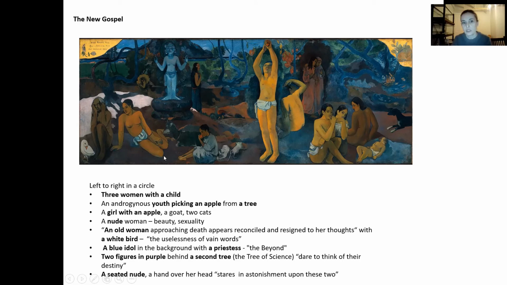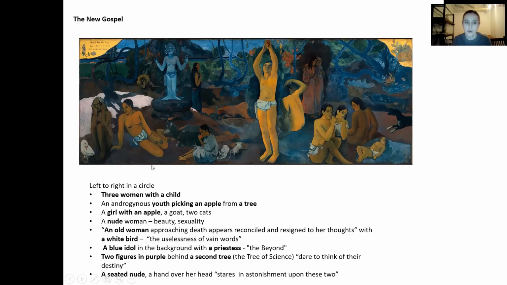We then move to this woman who is sitting in the pose of a Venus, right? She's a beautiful young woman. So she stands for beauty and sexuality. And then she turns into this older woman with the white bird. And there's a quote by Gauguin who says, this is an old woman who approaches death and appears reconciled and resigned to her thoughts. So this is old age and death. And the white bird stands for the uselessness of vain words. So all the compliments that's been paid to this beauty in her youth are useless, a trash, right? When you stand at the brink of death.